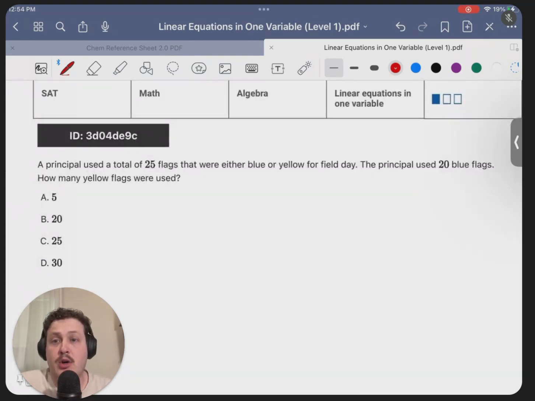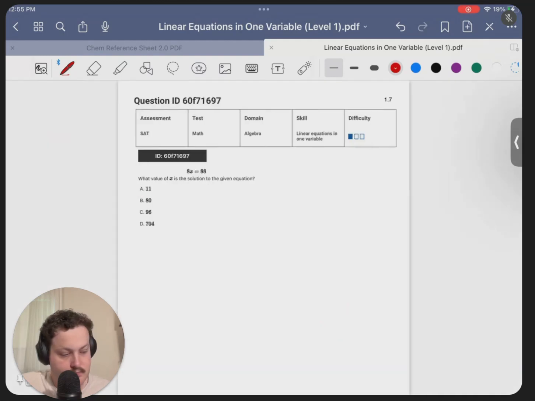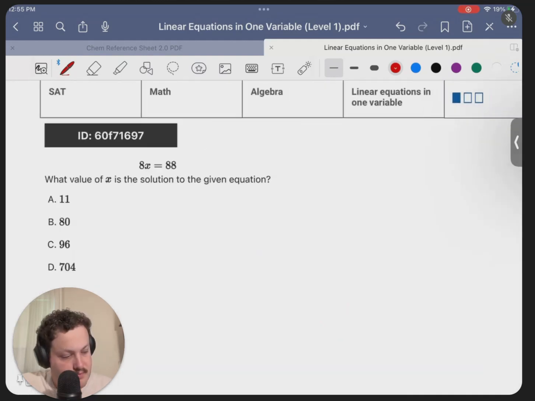Principal uses a total of 25 flags that were either blue or yellow for field day. Principal used 20 blue flags. How many of the other ones were yellow? So 20 plus yellow equals 25, minus 20 from both sides. Y equals 5. Isolation of variables. Since that's multiplication, I need to undo multiplication through division. X equals 11.